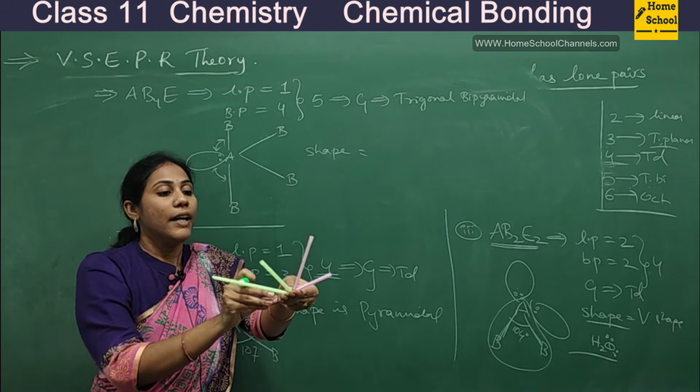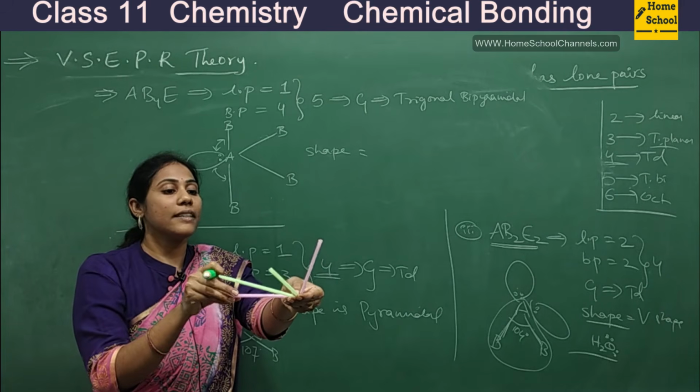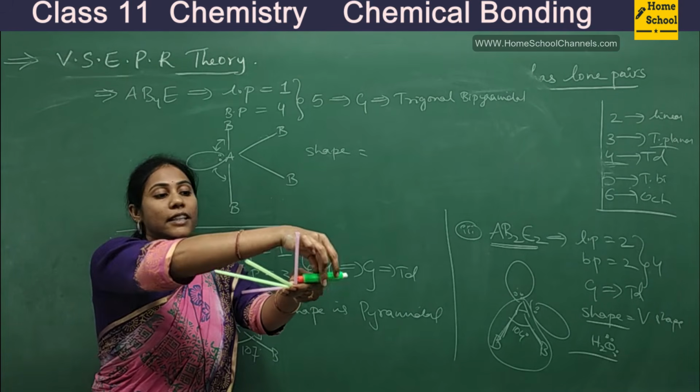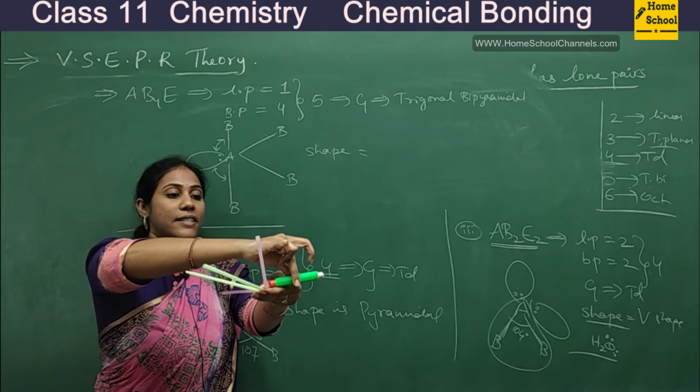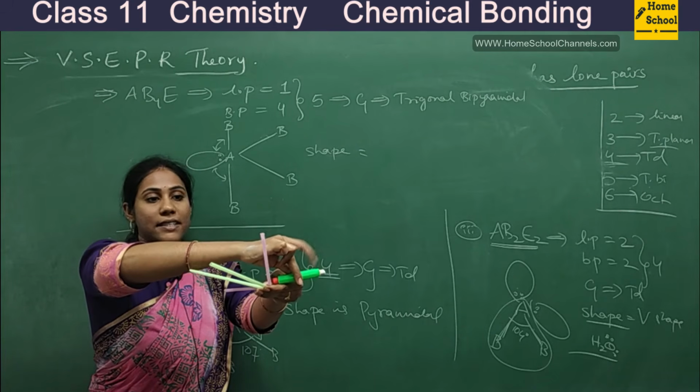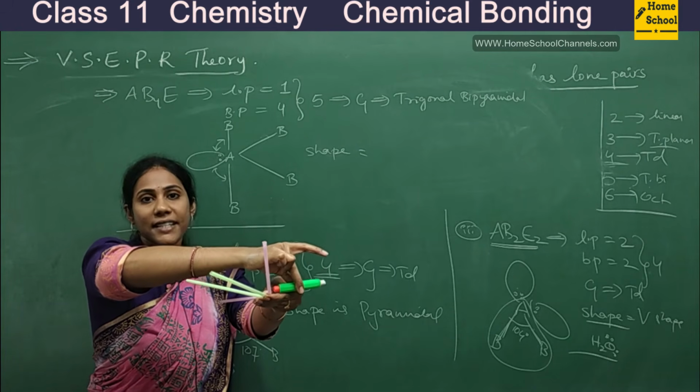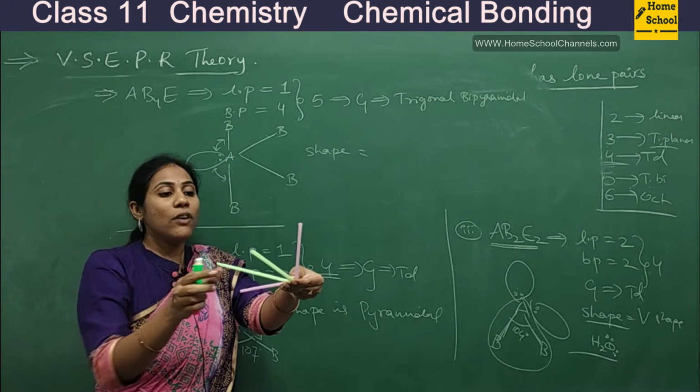Okay, and the fourth bond pair is something like this. Here the lone pair of electrons is there. You can see my green chalk pencil. This is the lone pair. A lone pair I shouldn't consider for telling a shape. So now, what is the shape?